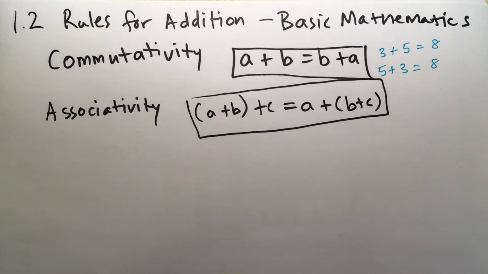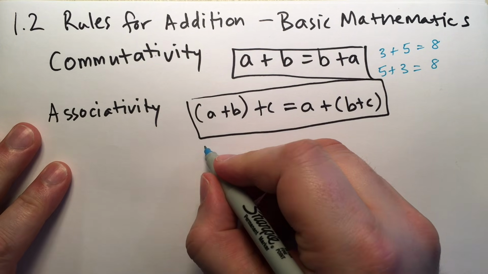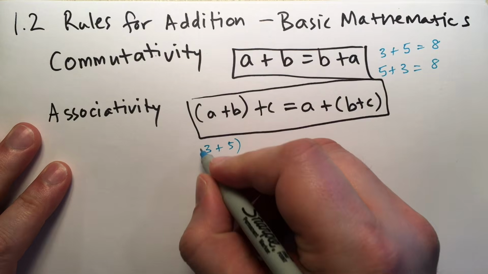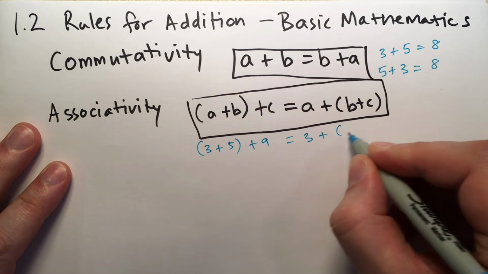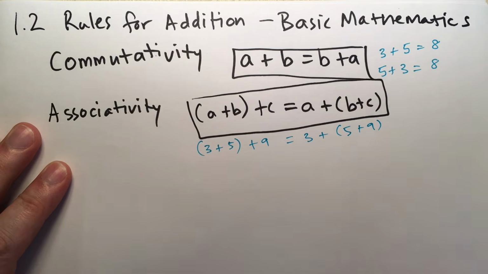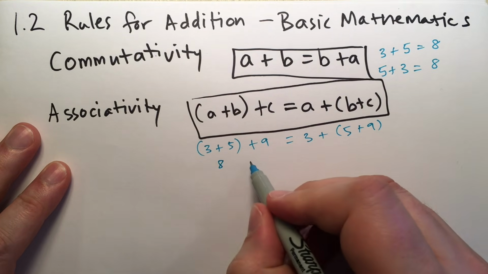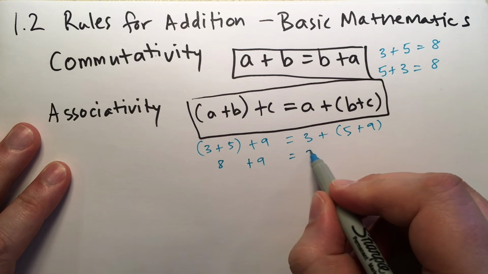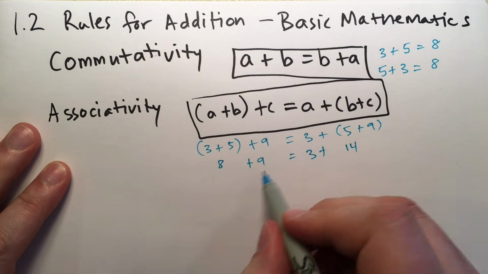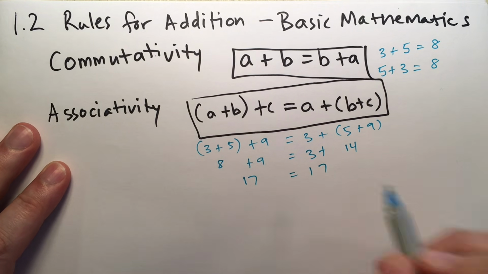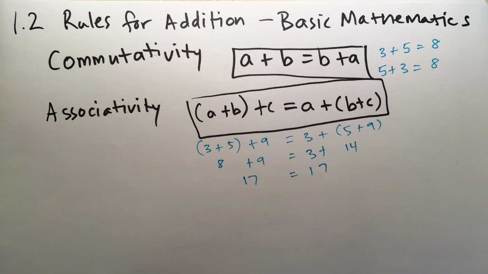So the example he gives in the book, he has 3 numbers: 3, 5, and 9. You can say 3 plus 5, do that first, plus 9 is the same as 3 plus the sum of 5 and 9, right? So 3 plus 5 is 8, so 8 plus 9 should be equal to 3 plus 5 plus 9, which is 14. And sure enough, this is 17, and that's 17, so it works for 3, 5, and 9, and it works for any integer.